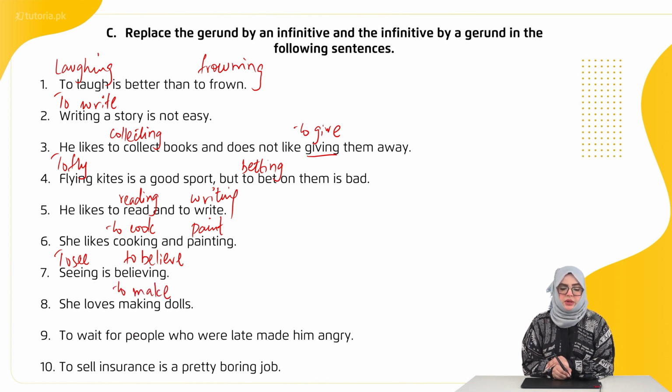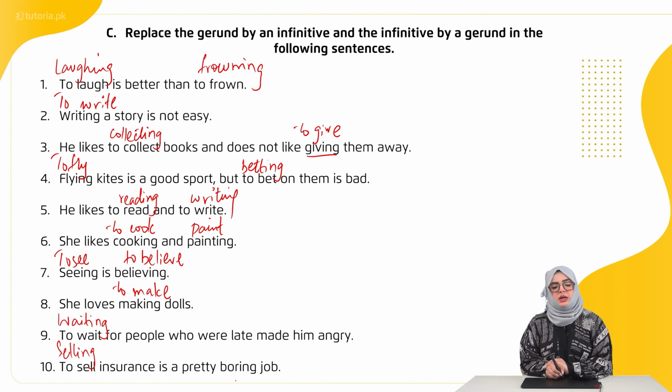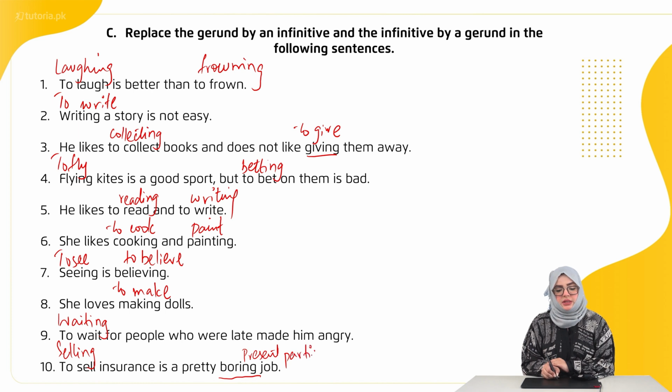To wait for people who were late made him angry. Waiting for people who were late made him angry. 10th is to sell insurance is a pretty boring job. Selling insurance is a pretty boring job. अब यहाँ पे जो boring है हम उसको नहीं change करेंगे because this is acting as an adjective and I told you कि ing form में जब adjective आता है तो ये हमारे पास आ जाता है present participle. So this is the example of present participle. ये noun था, इसको qualify किया है boring ने.